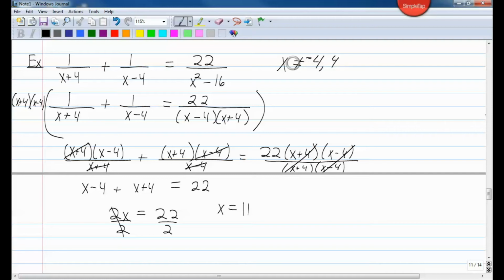Alright, and so check that back with your restrictions. It's not one of your restrictions, so that is my solution. x equals 11, or the solution set is 11.